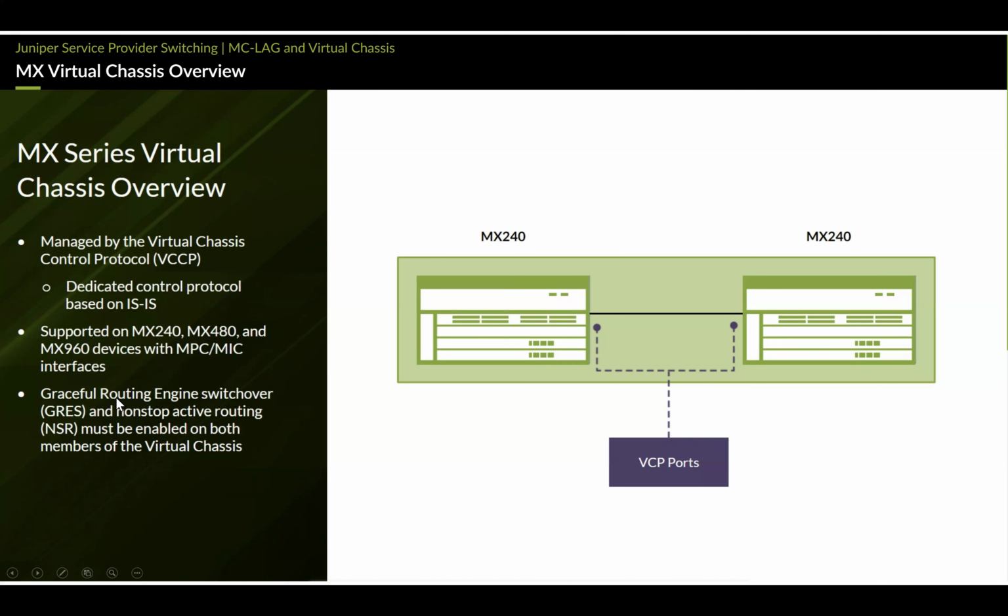Otherwise, not. Graceful routing engine switchover, that is GRES, and nonstop active routing, NSR, must be enabled on both members of the virtual chassis. This is basically the software part. But in physical consideration, you need MX240, MX480, or MX960 with an MPC card if you want to deploy a virtual chassis. Any other device, you can't make a virtual chassis.